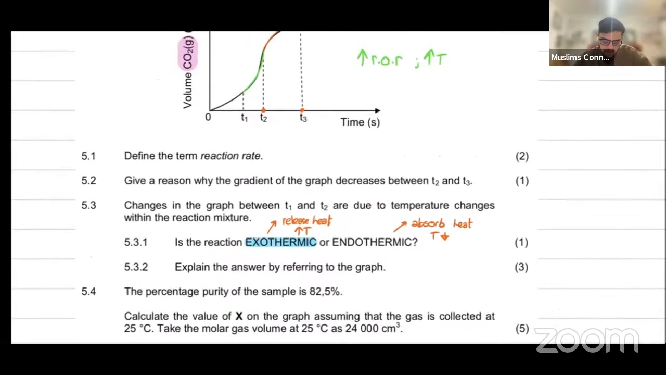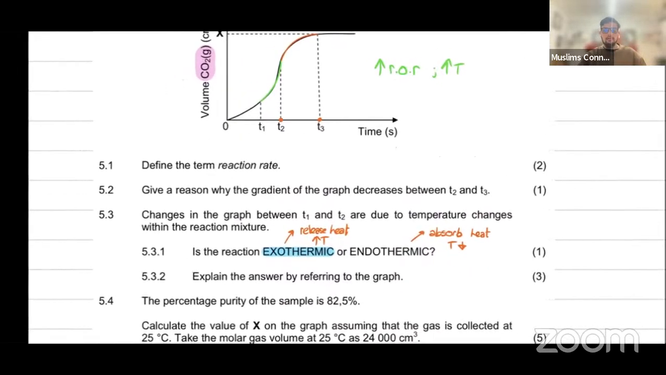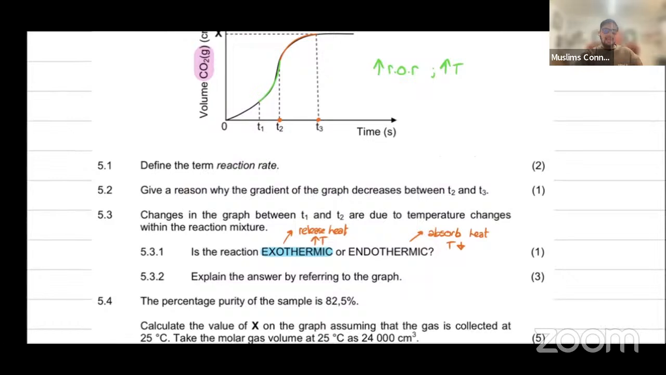Okay, explain your answer by referring to the graph. Listen carefully, I'll give you all the points that you need. The gradient of the graph between T1 and T2 increases. Therefore, the rate of reaction has increased, which means that temperature has increased, and therefore the reaction is exothermic. So exactly what I explained, just put in point 4.